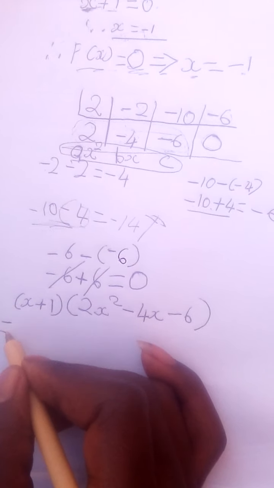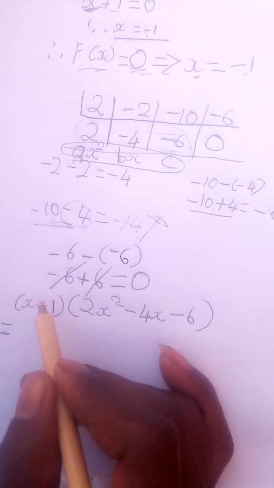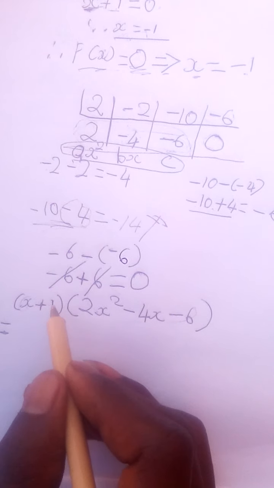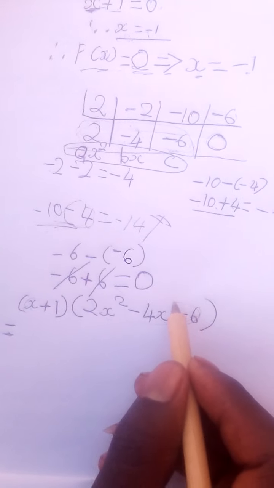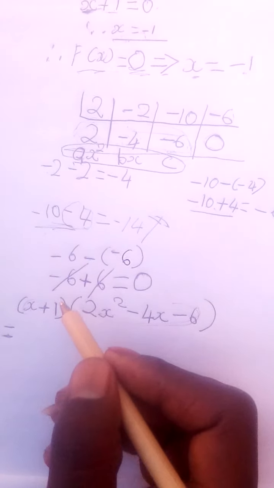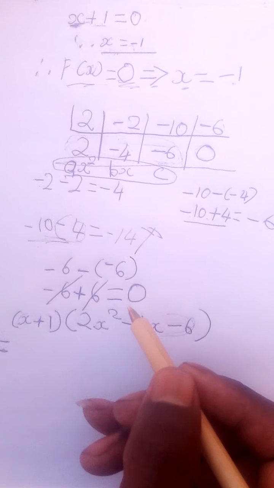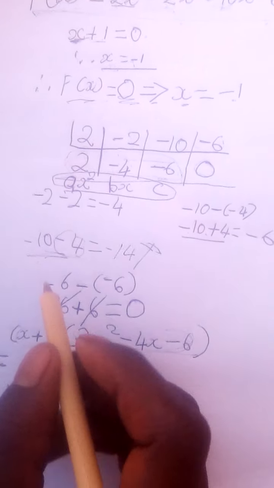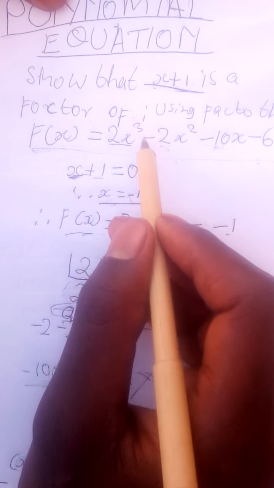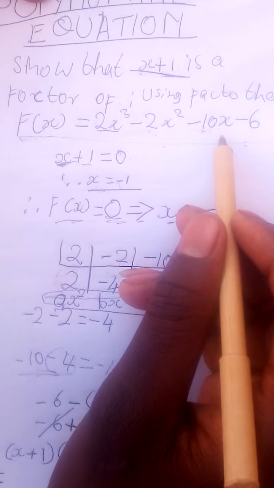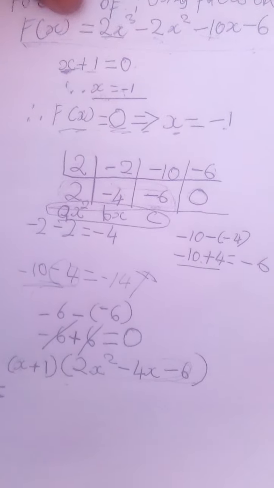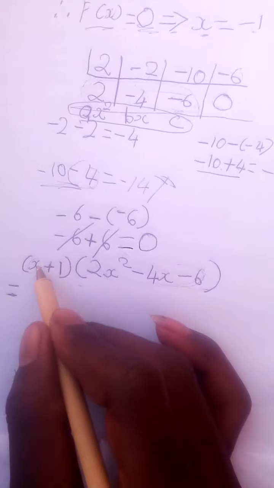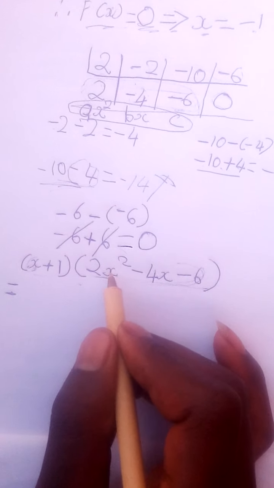So how are we going to do that? I'm going to multiply everything inside this bracket with x only. Then again I'm going to multiply everything inside the bracket with 1, and then add the like terms to see what I'm getting. When I multiply these values, at the end I have to get 2x cubed minus 2x squared minus 10x minus 6. That is where I will be sure of my solving.